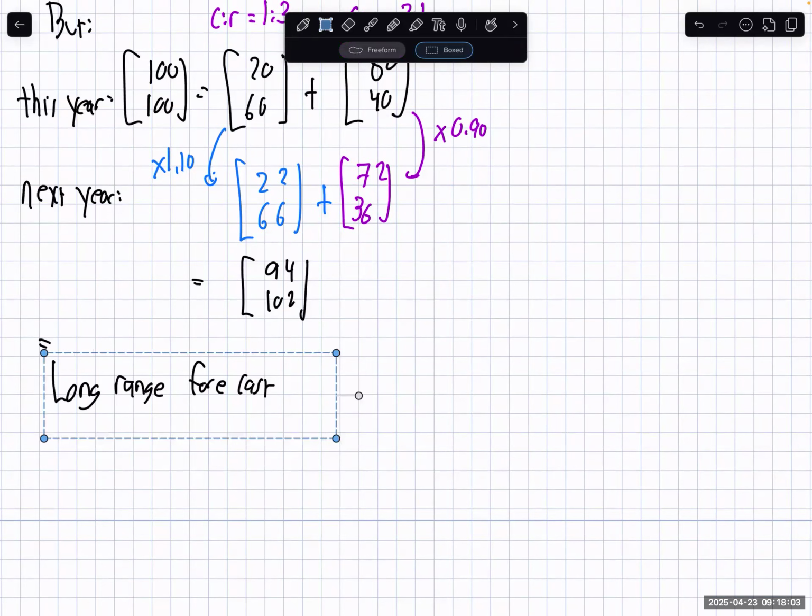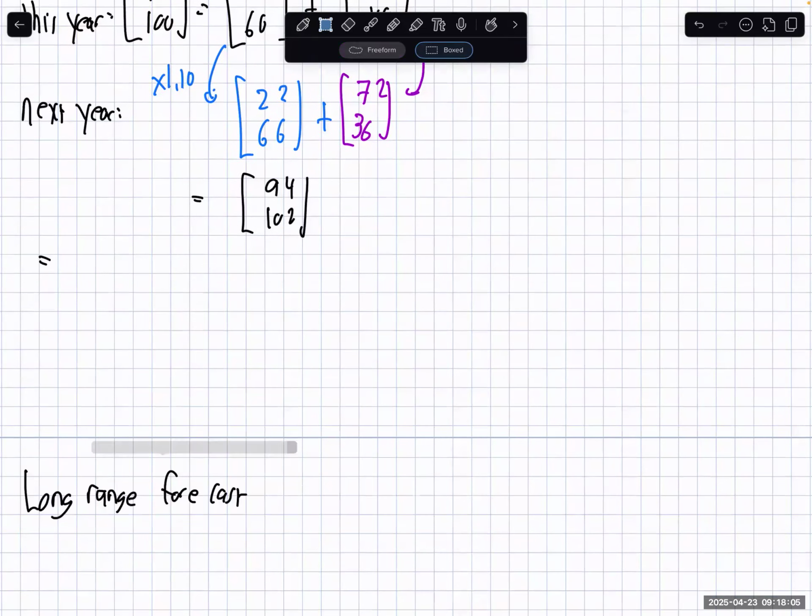So I want to look at our 100, 100, and watch what happens year after year after year. So next year, year after that, year after that, year after that.